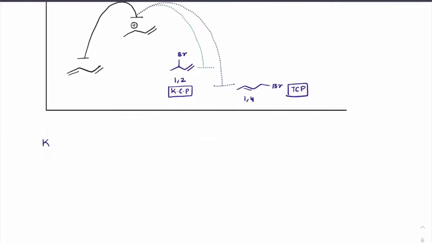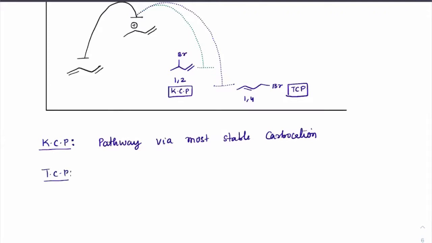KCP, the kinetically controlled product, is the pathway via the most stable carbocation. Most stable carbocation. Got it? While TCP means the pathway to the most stable product.